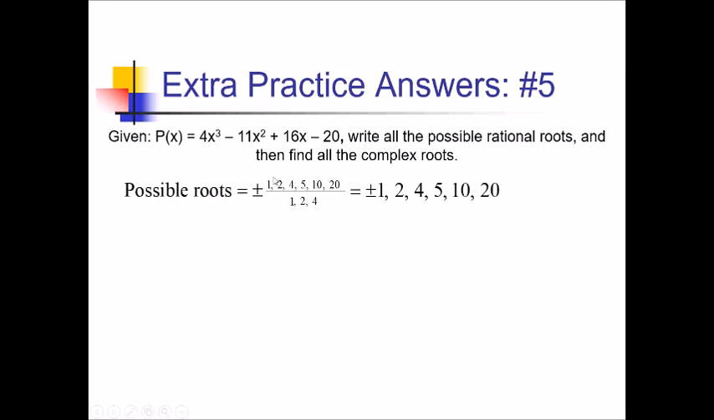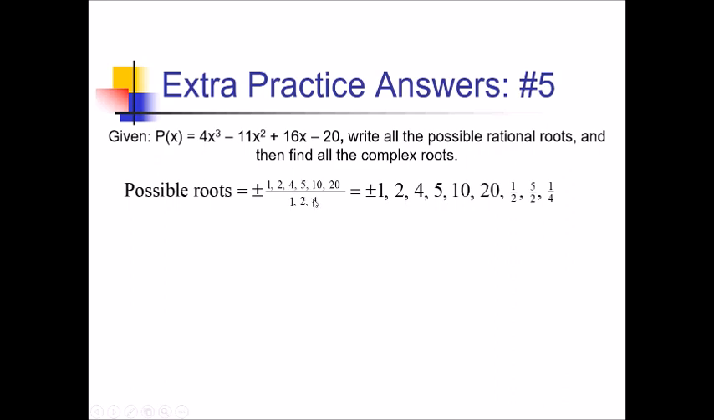Next, I'm going to have all of my numerator numbers over 2. So we've got 1 over 2, haven't seen that before. 2 over 2 is just 1, so we're not going to write it twice. 4 over 2 is 2, don't need to write that. 5 over 2 is unique. 10 over 2 is 5, already got it. 20 over 2 is 10, already got it. Next, we're going to move on to all of these numbers up here divided by 4. So we've got 1 over 4, which we haven't seen yet. 2 over 4 is just 1/2, we've seen that.